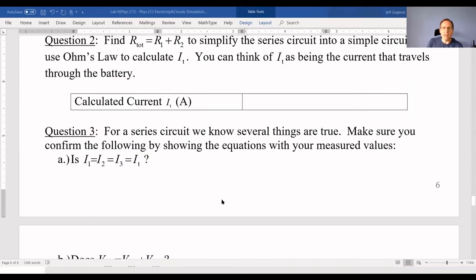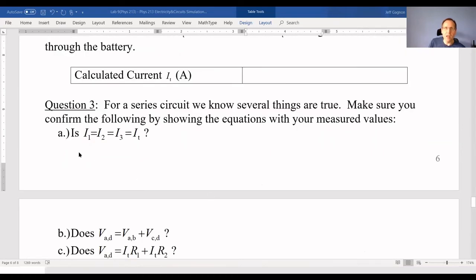And then you also want to answer question 3. For a series circuit, we know several things are true. You want to confirm all those things that we know to be true about series circuits. First of all, is I1 equal to I2 equal to I3 equal to I total? Remember, the current should stay the same for a series circuit. So you want to verify that. Whatever numbers you get, you could show, yes, I'm getting 0.43 equals 0.43 equals 0.43 and so on.